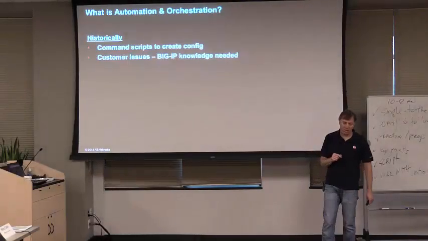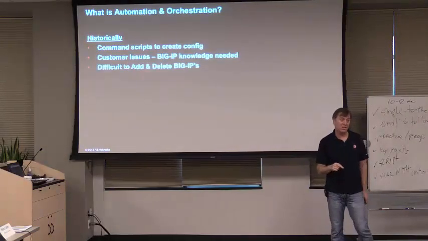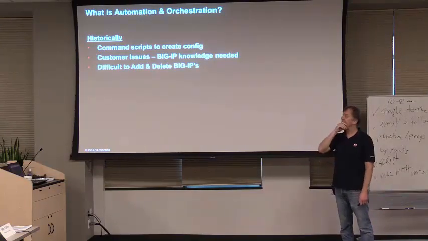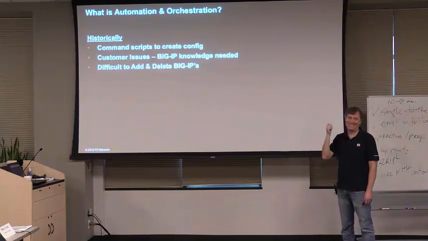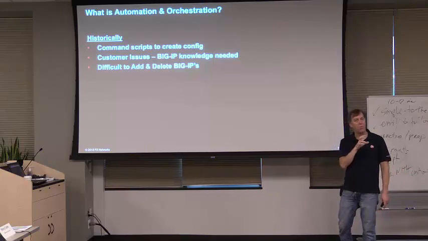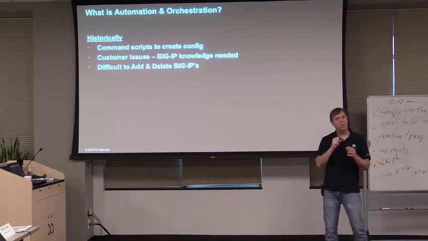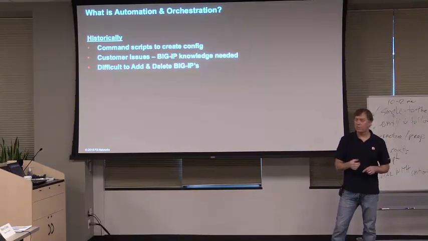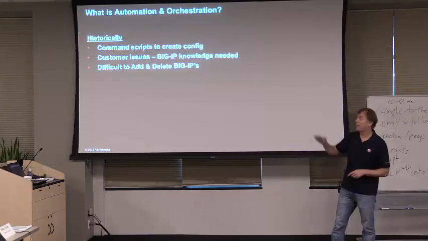So, what is automation and orchestration? We always could do this. How did we do it in the past? Command line, right? Not necessarily iRules. iRules are more for changing how the traffic's processed. We're talking about setup and teardown of the configuration. So setup and teardown of the configuration, a virtual, a pool, taking pool members in and out of service, things like that. We always could automate.